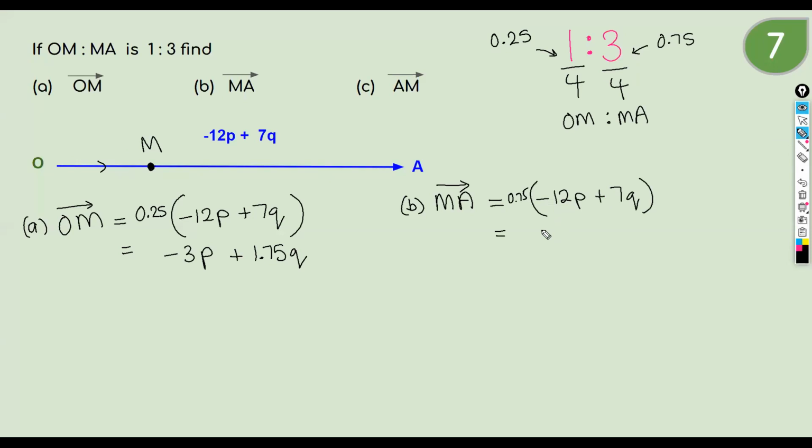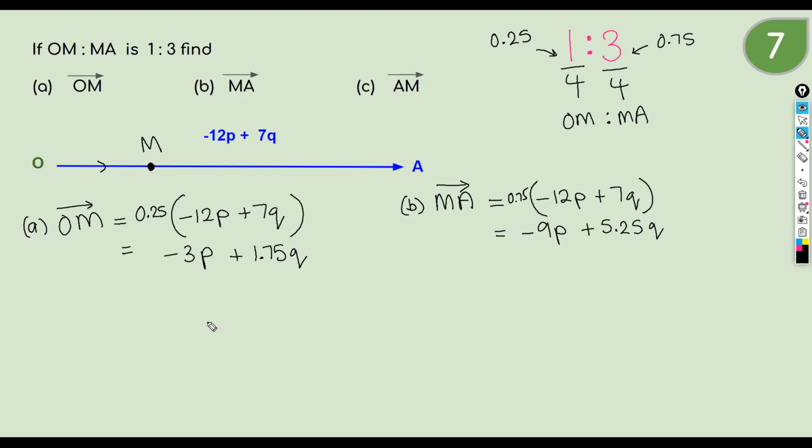0.75 times minus 12p is minus 9p. Some people forgot the sign. And 0.75 multiplied by 7 is 5.25q. Make sure your signs are correct as well. Wrong signs means it's wrong.